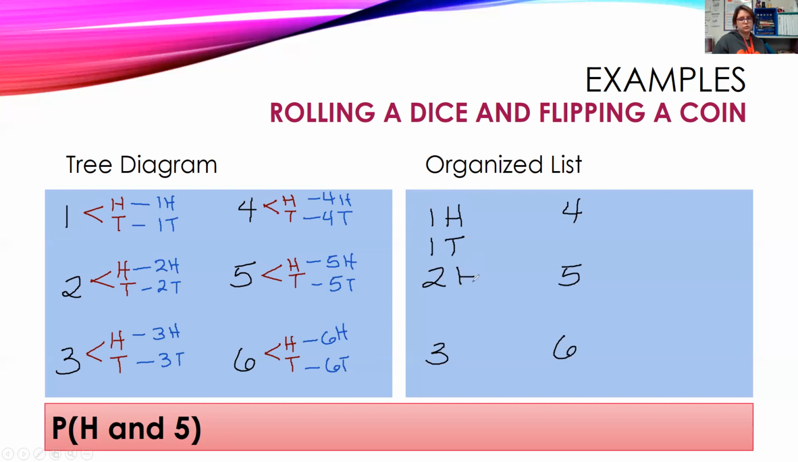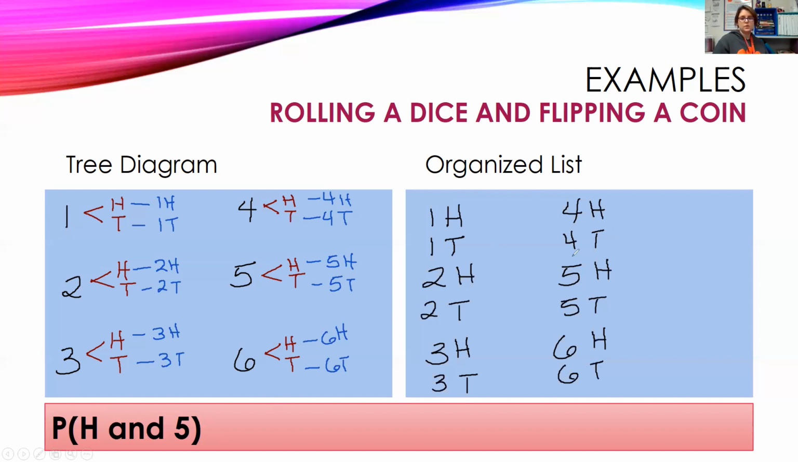I could get the 2 with the heads and the 2 with the tails. 3 heads, 3 tails. 4 heads, 4 tails. 5 heads, 5 tails. 6 heads, 6 tails. And the nice thing about an organized list is that it's already my sample space. So I don't have to do anything else once I finish going through all of the events.